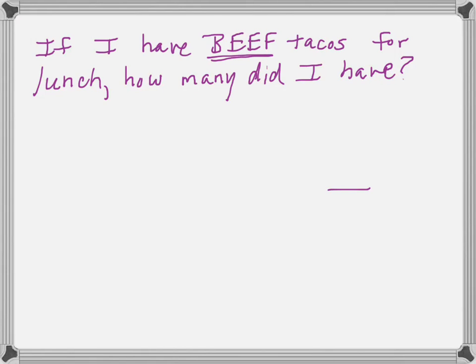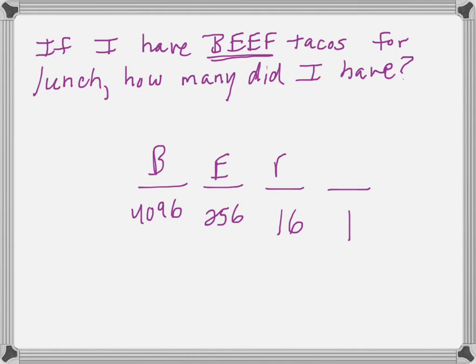So I have 4 positions, right? This first position is the ones place. This is the 16's place. This is the 256 place. And this one is the 4096 place. So this is going to take some calculations. So I have B, E, E, F. Beef is a hexadecimal number. I want to convert it to decimal. So what do these letters represent in our 16 digits?